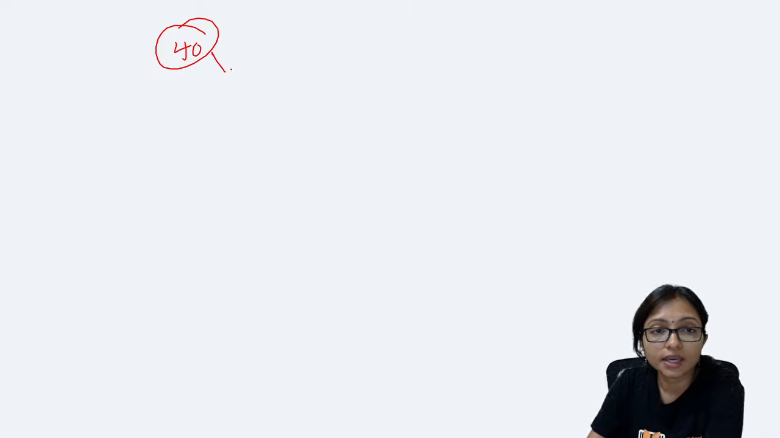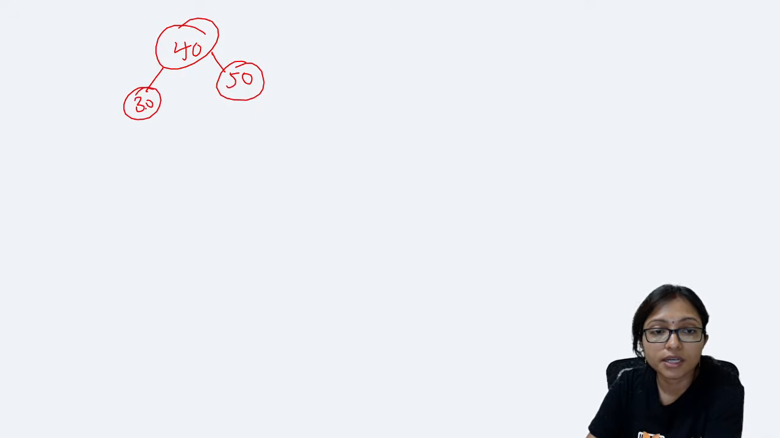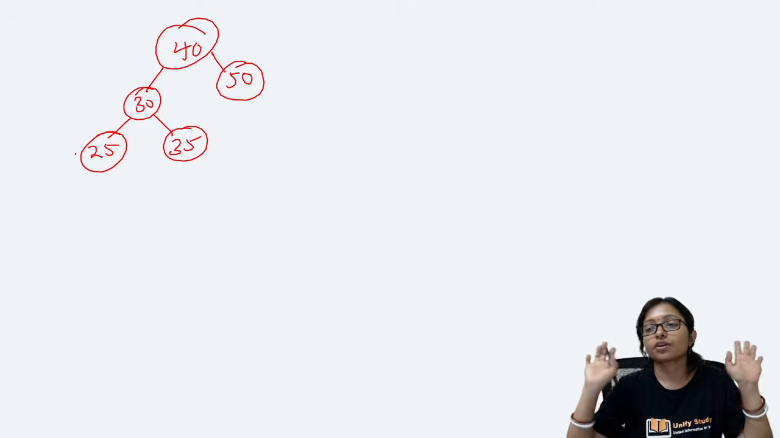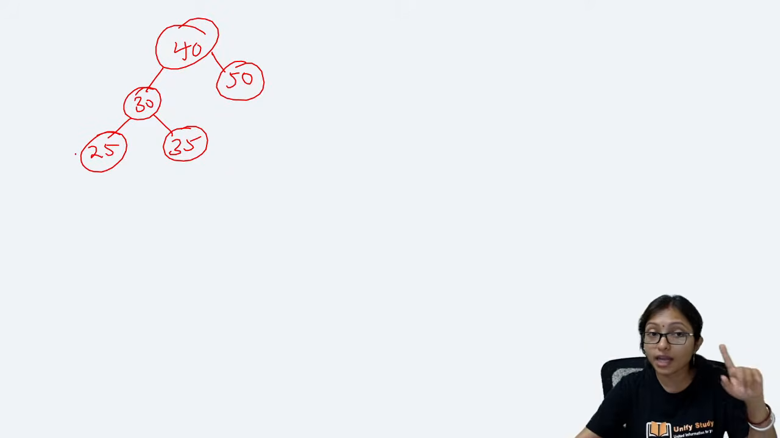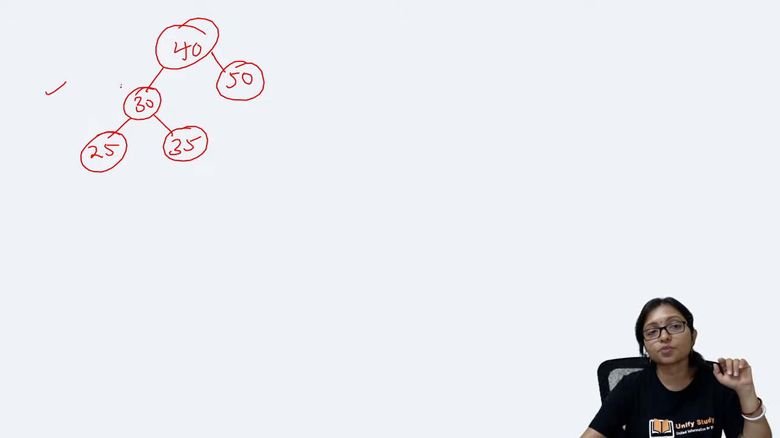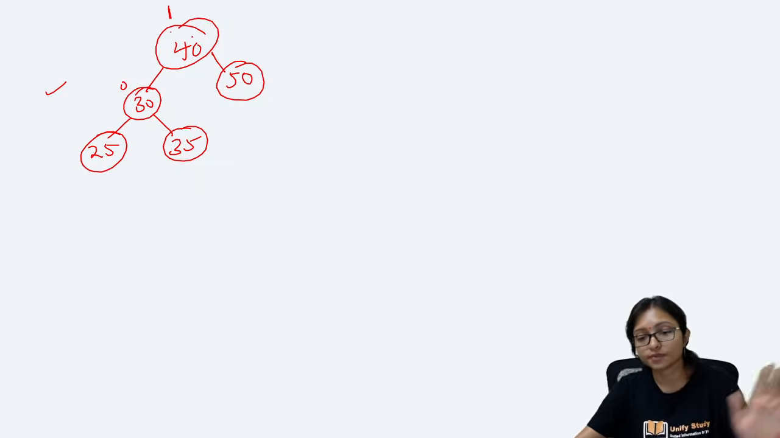40, then here is 50, here will be 30, then 35 will be here and 25 will be here. Got it? Clear? This one is now balanced. Now it is balanced because here is 0, here will be 1. It is balanced now. We got the balanced one.